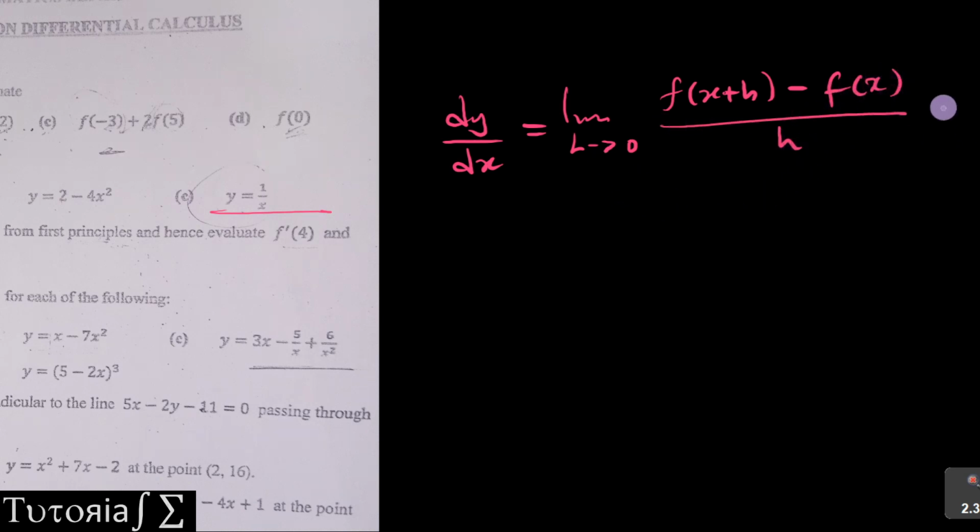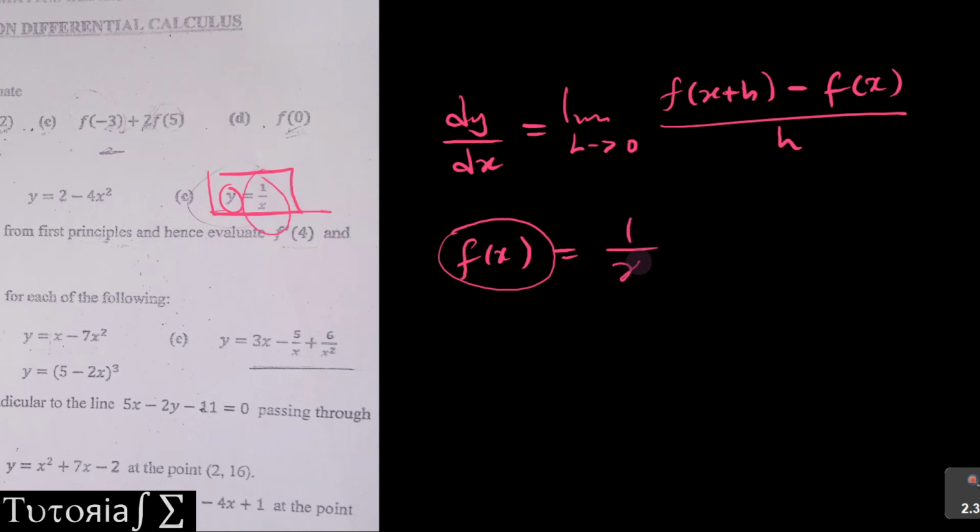Right? So the first thing that we have to do is identify our f of x, which is basically the function we're differentiating. So the y part is the f of x, and it is equal to this. So f of x is equal to 1 over x in this case. All right. So now we know what our f of x is, which is what we're going to put here. Now we need to find f of x plus h, which is what we need here.